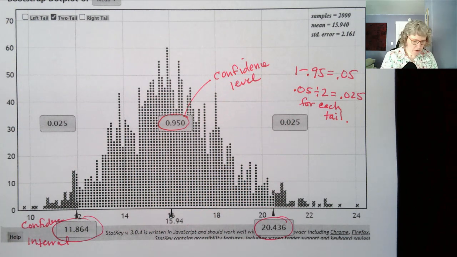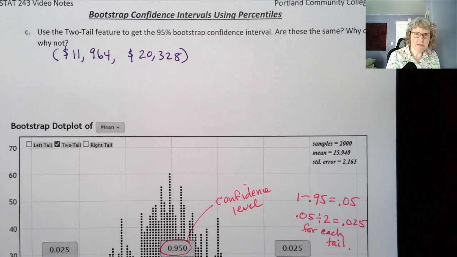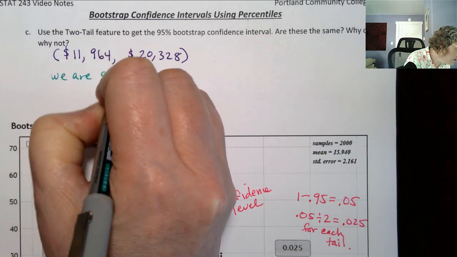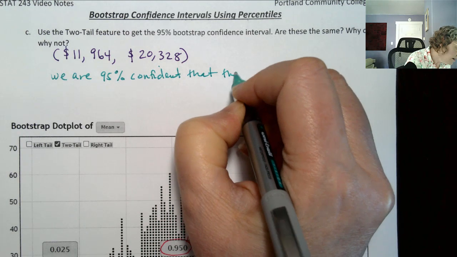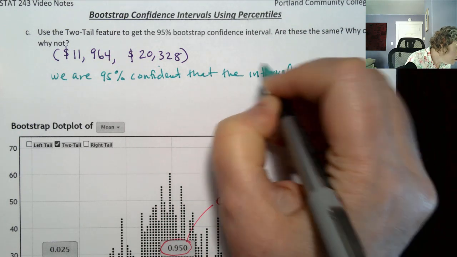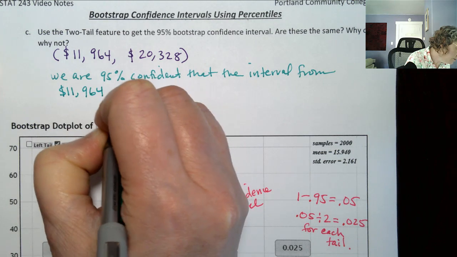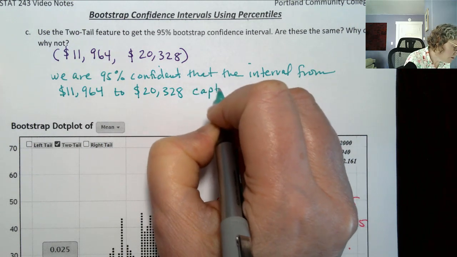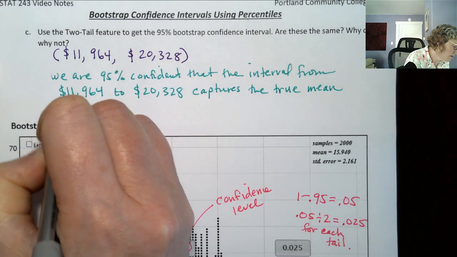Okay, great. So I promised I would go back and write out the interpretation because I think it's important to keep doing that, and I haven't done it for bootstrapping yet. So it's the same interpretation we were doing before. We are 95% confident that the interval from $11,964 to $20,328 captures the true mean Mustang price.